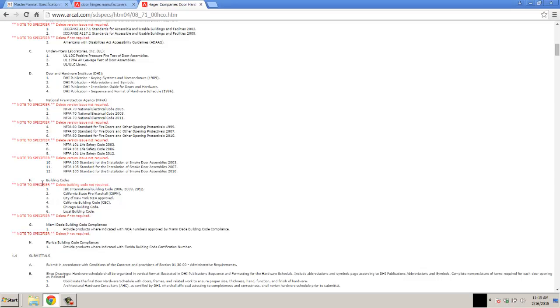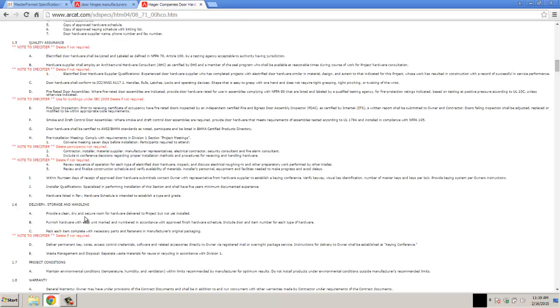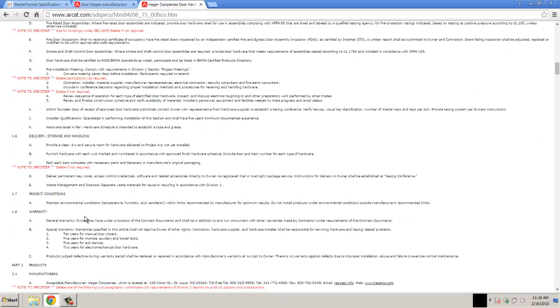And it says here, note to specifier, delete building code not required. Again, they put in everything. It's easier to go in and delete the stuff you don't need than it is to sit there and retype it or cut and paste it where you want to. So these specifications get rather hefty for just hinges on doors. And you have to do this for lock sets, door stops, door windows. Everything has its own spec section.